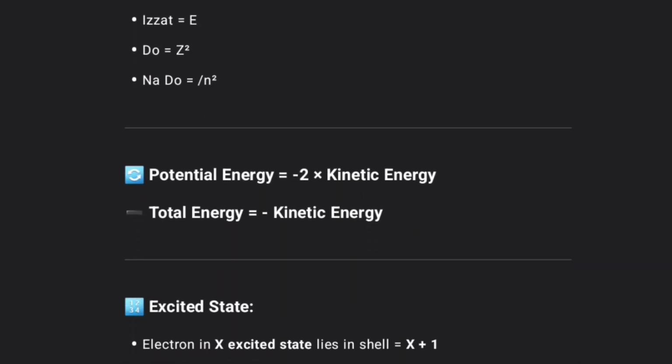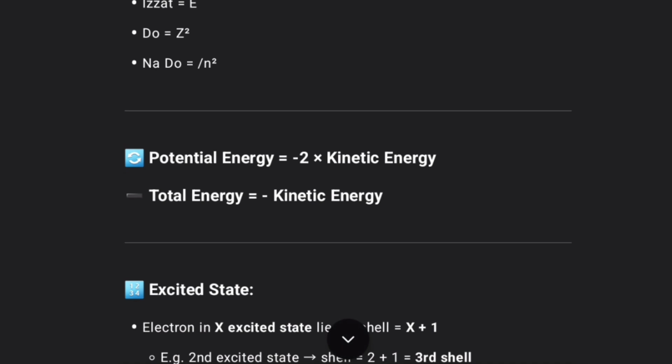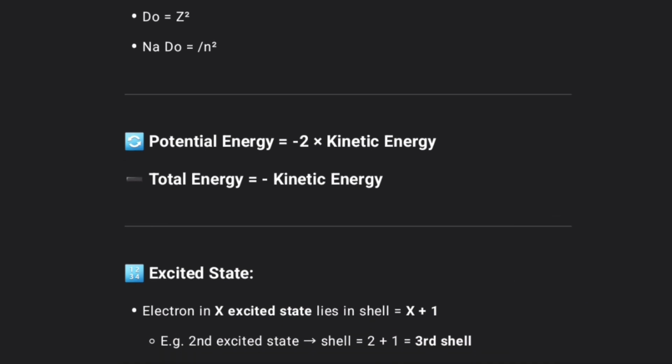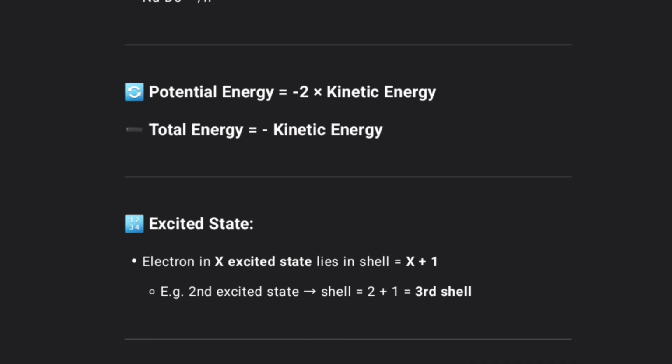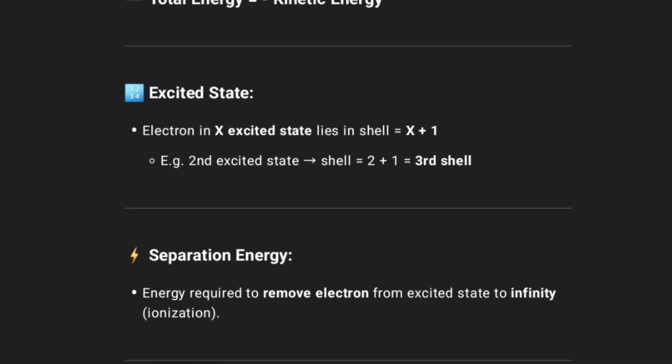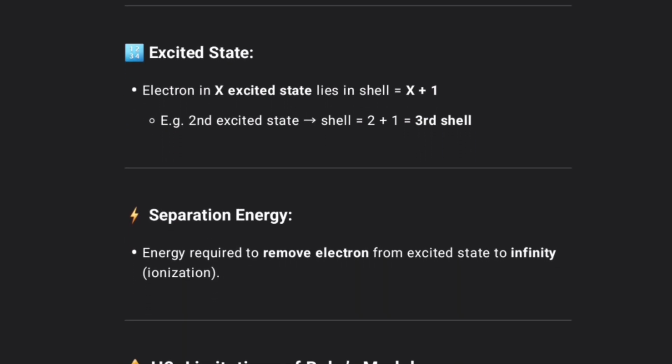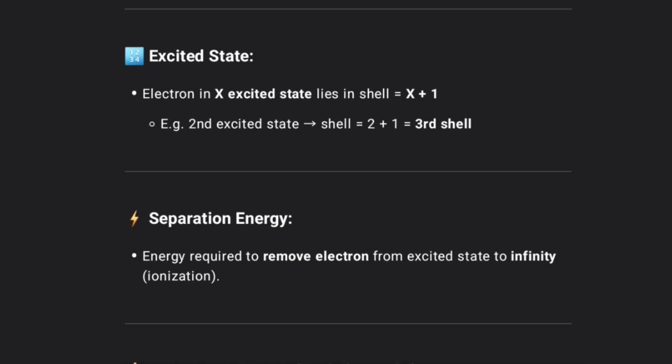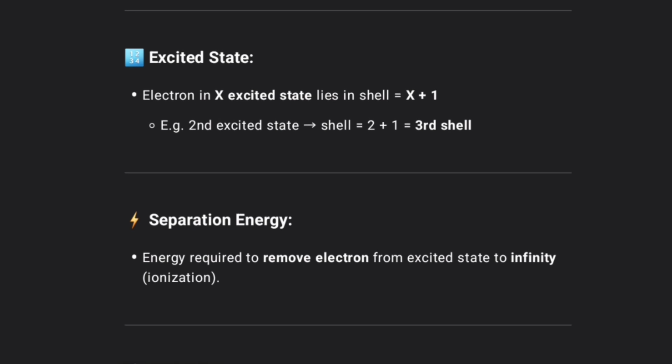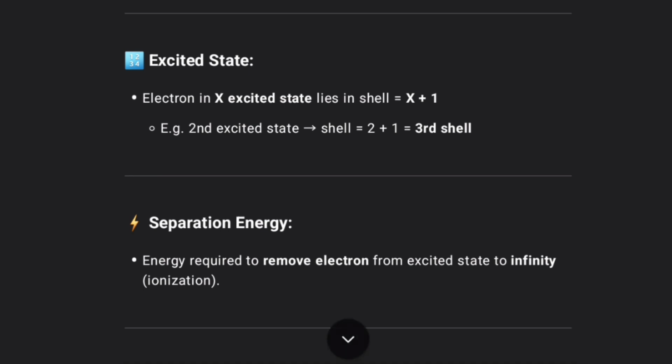Potential energy equals minus 2 times kinetic energy. Total energy equals minus kinetic energy. Excited state: an electron in the X excited state lies in shell X plus 1. For example, the second excited state means shell 2 plus 1, the third shell. Separation energy is the energy required to remove an electron from an excited state to infinity, ionization.